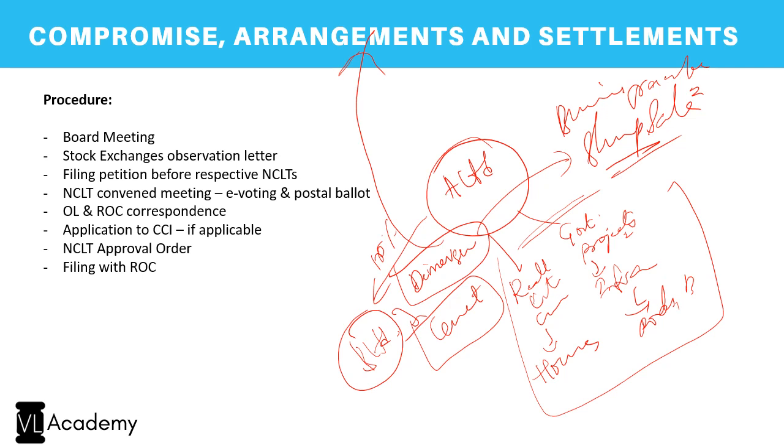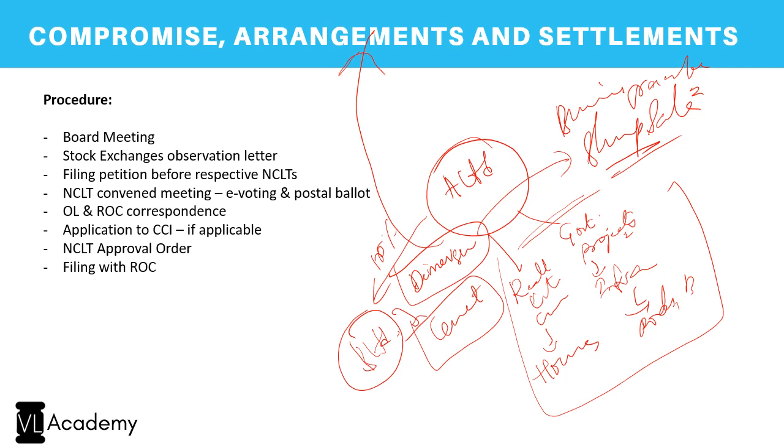So this is about a scheme of compromise, arrangements and settlements, and I'll just try to give you a fair idea of how the procedure looks. Firstly, there would be board meetings in both the companies, the transferor and transferee. In the board meetings, they would approve the respective schemes. If it is a listed company, then immediately a filing shall be made before the stock exchanges, before you can go to the NCLT. Then the stock exchanges will give an observation letter or a no objection certificate. Then you will file the same with the NCLT.